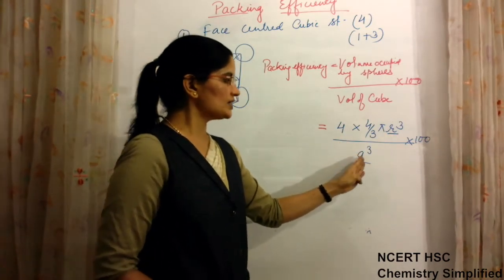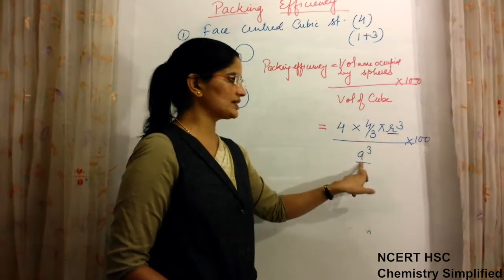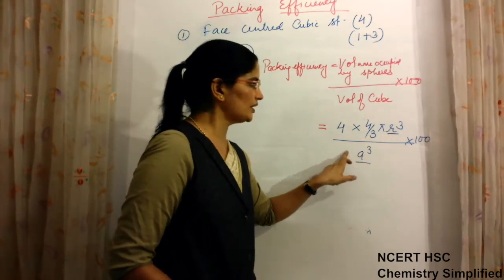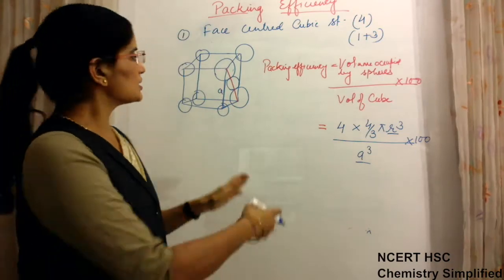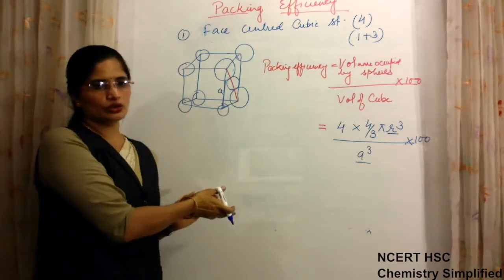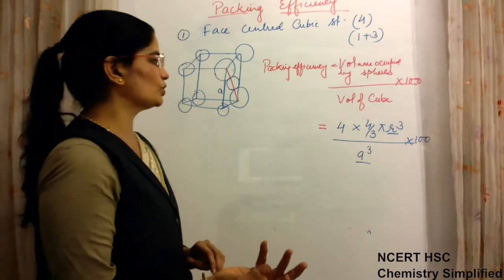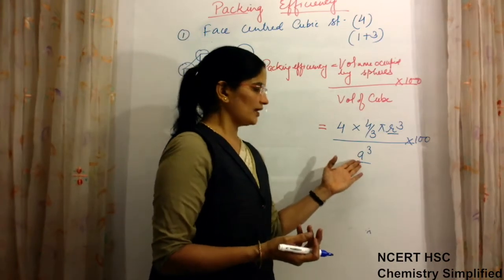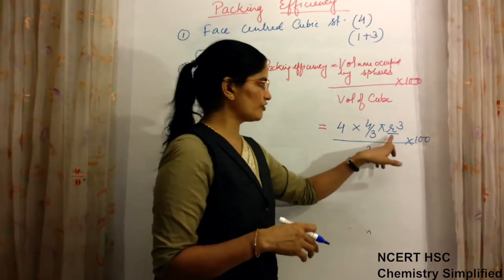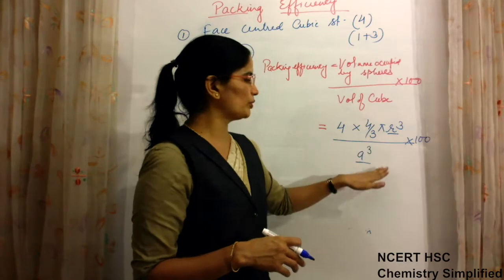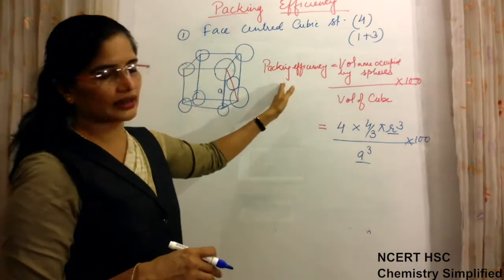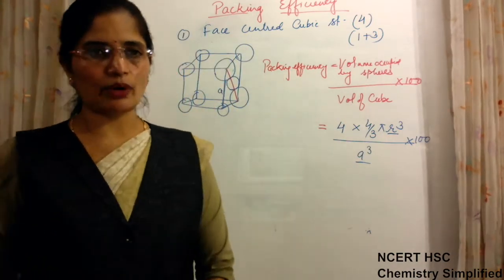So now, when these values, one is r and one is a, we will convert this a in terms of r. That is why the whole derivation which we are going to do is required. Otherwise there is no need. So this a will be converted in terms of radius r, and then we will put it in the formula and calculate the packing efficiency for this type of structure.